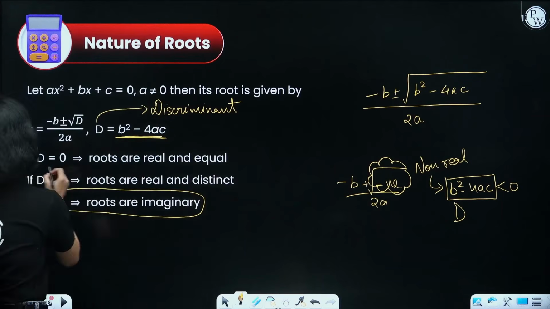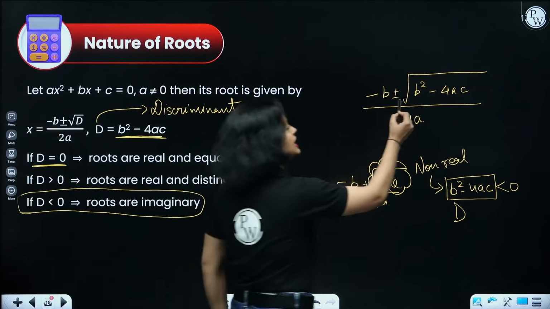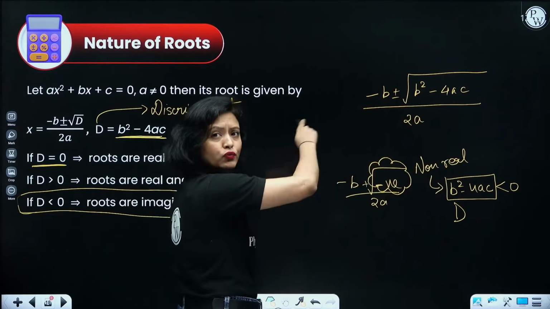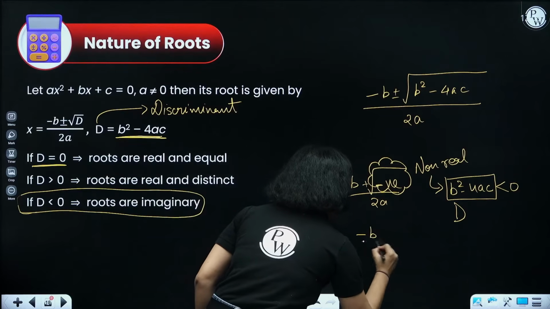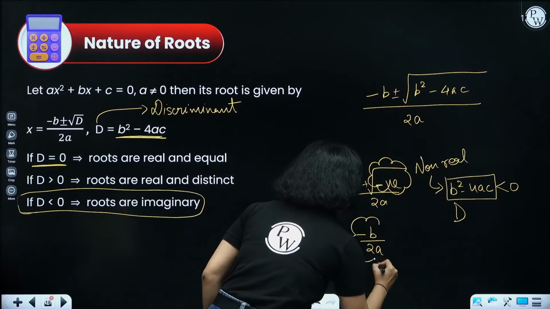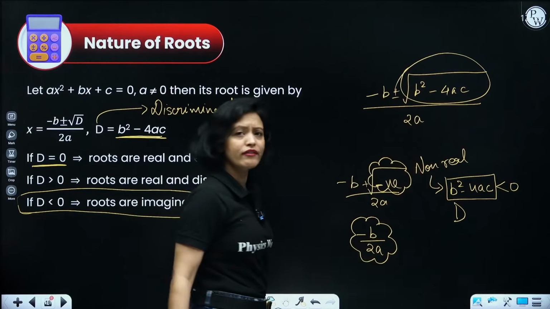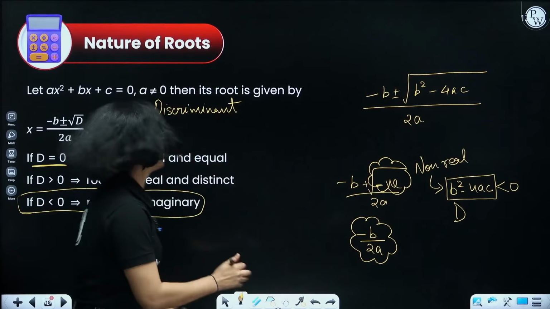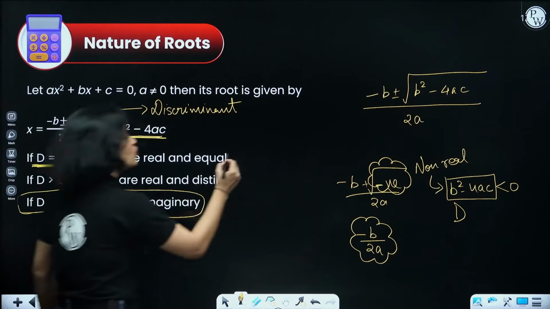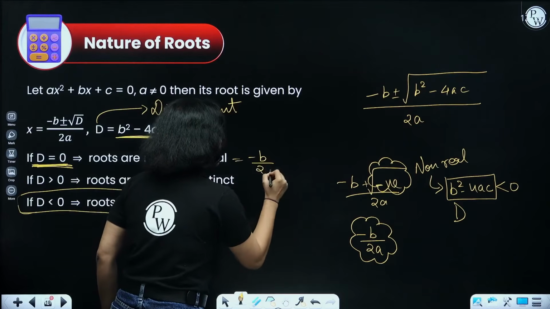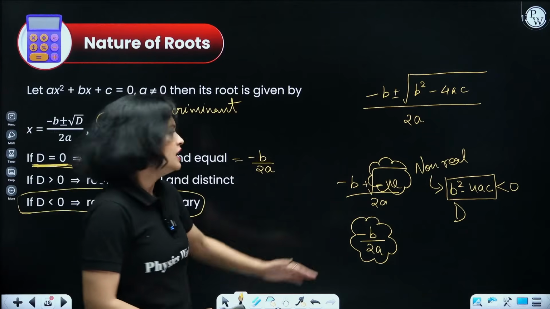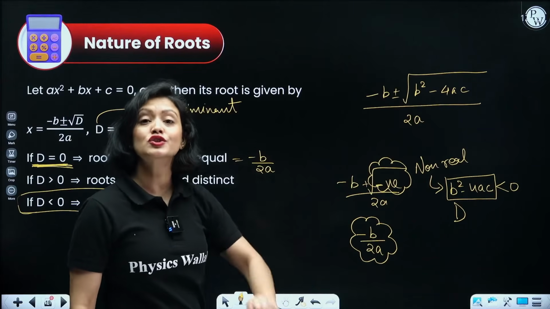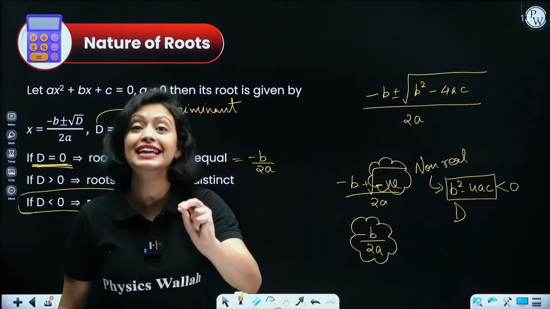So first let's see the case when D is 0. When D is 0, this entire under root thing becomes 0. If the entire under root thing becomes 0, think about it, what would your roots look like? Your roots would simply look like this, minus b by 2a. That's it. Right or not? Because this entire part has become 0, everyone. So that means that if D becomes 0, your roots would be minus b by 2a. But a quadratic equation has two roots. Here I am only getting minus b by 2a. That means this root is repeated. Okay, so you get two equal roots when D is equal to 0.